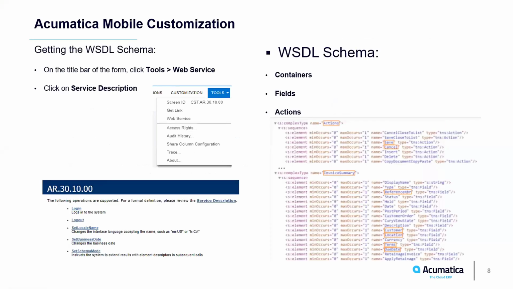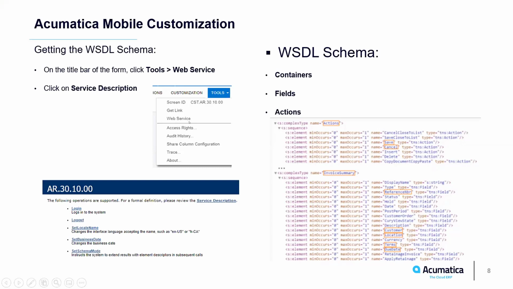Okay, now let's talk about the WSDL schema. The WSDL schema of an Acumatica ERP web page is an XML document that describes all possible functionality of the web page, including forms, button actions, record fields, and table columns. By reviewing the WSDL schema, you can learn what to map on a mobile screen, and that corresponds to an Acumatica ERP form. You can get the WSDL schema by clicking on Tools, and then from the drop-down, you can click on Web Service on your web page top right corner.